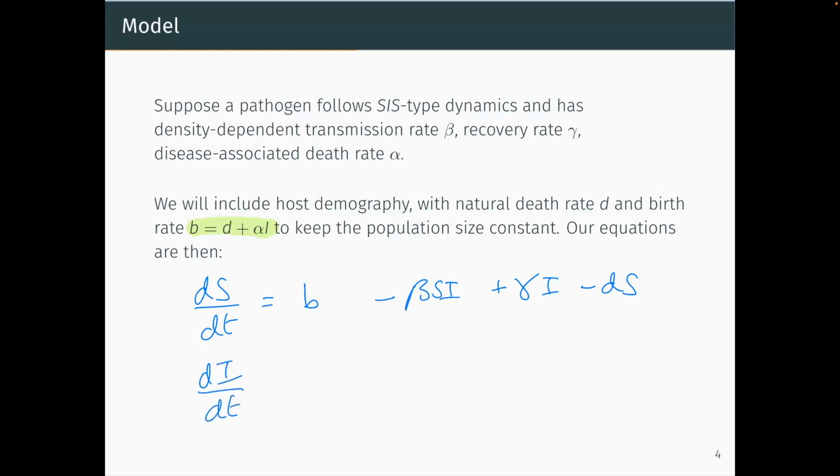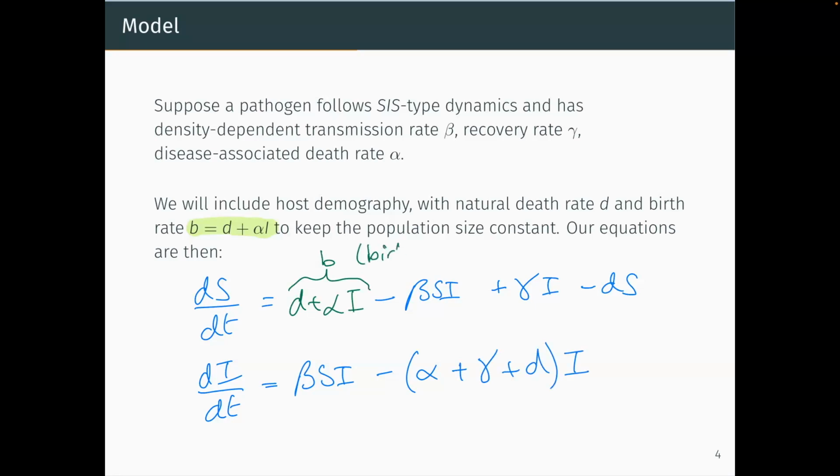Then our dI/dt is going to be beta SI, it's infections, minus, and I'm going to put everything here in one bracket just to make it a little bit easier, disease-associated mortality alpha plus recovery gamma plus natural death rate D, times I. And this B here I've defined to be D plus alpha I. So these are births.